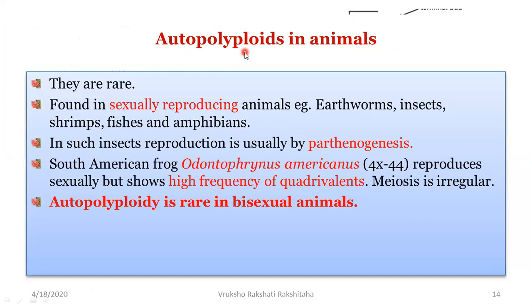Now let us look into autopolyploids in animals. They are quite rare. Autoploidy is quite rare in bisexual animals, but it is found in some sexually reproducing animals like earthworms, insects, shrimps, fishes, and amphibians. In such insects, reproduction is usually by parthenogenesis. There is one South American frog, Odontophrynus americanus, with 4x equal to 44. It does reproduce sexually, but the irregularity is that there is high frequency of quadrivalence, and therefore meiosis is irregular.